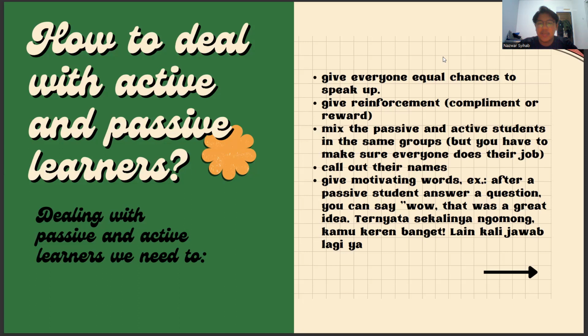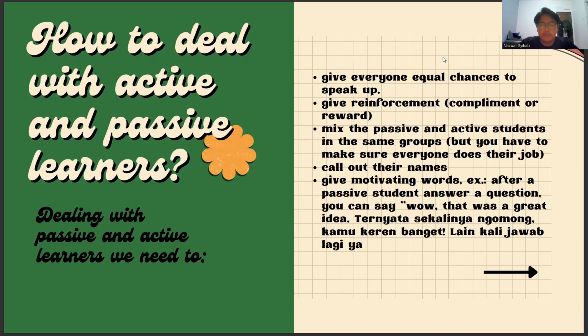And the third is mix the passive and active students in the same group. Okay, so the third is we as a teacher, when we make the method like group discussion or group work, we have to mix the students between the active and the passive, so that group discussion or group work is student centered. So the student centered approach, right?